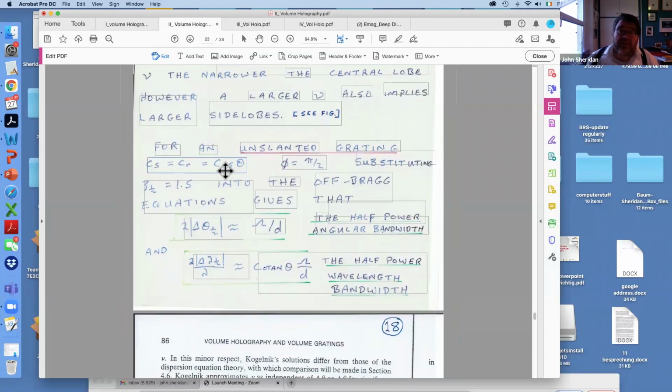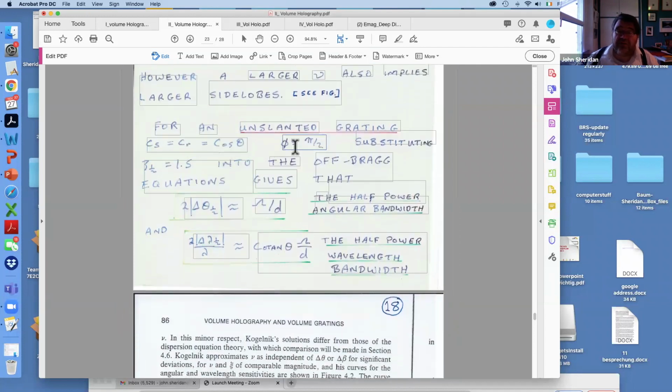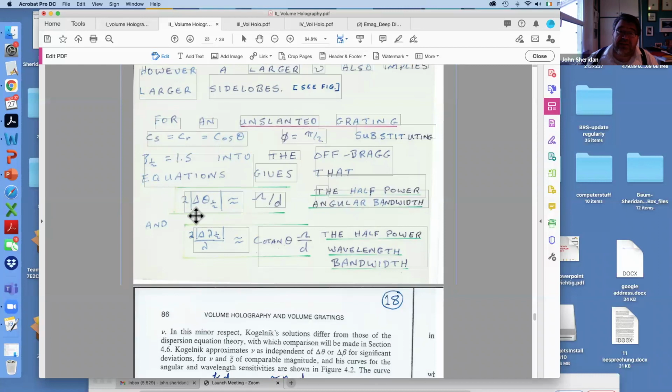For an unslanted grating, when these two are equal to 0, phi is equal to pi over 2, we substitute this 1.5 value into the off-Bragg equation, and it gives us that 2 times this delta theta, where you've got this half value when zeta is equal to 1.5, is equal to the period of the grating divided by the thickness. So that's quite a nice little result. We can change by that angle and we reach the half value.